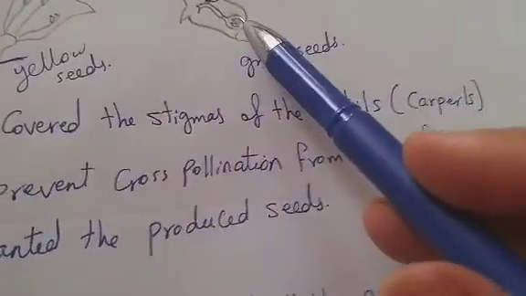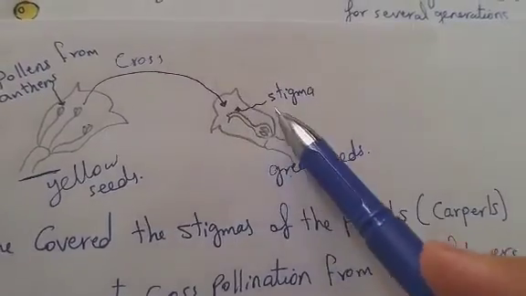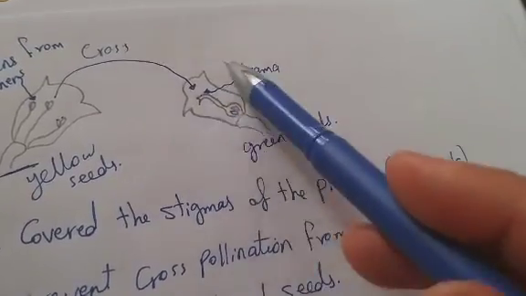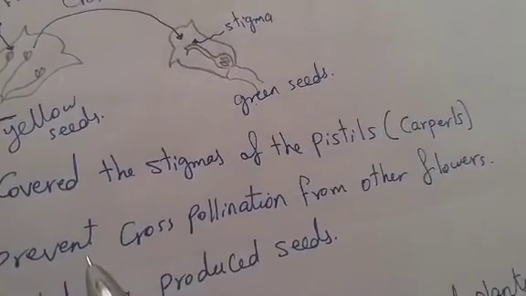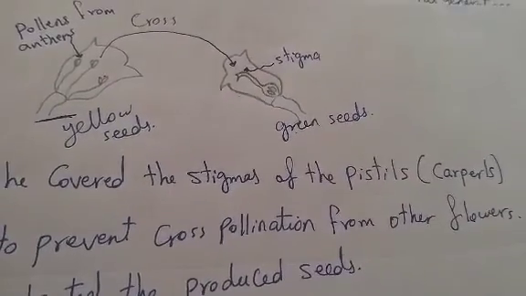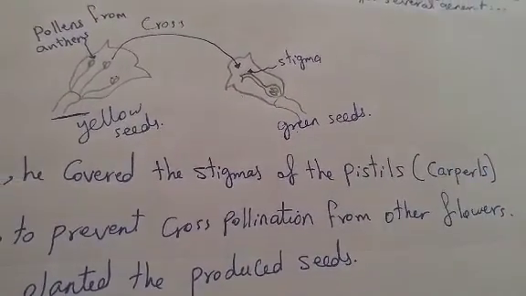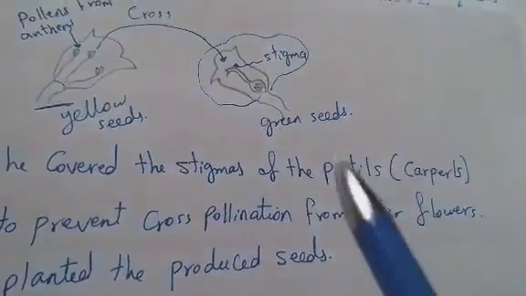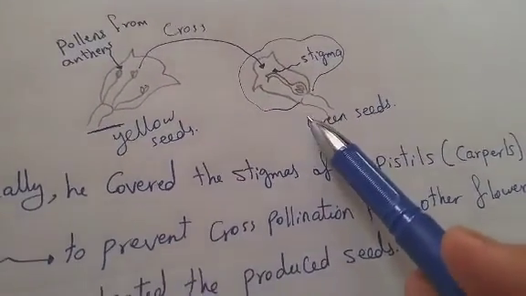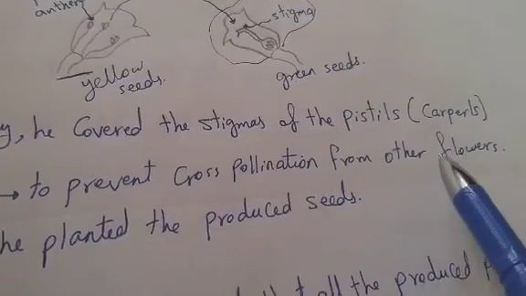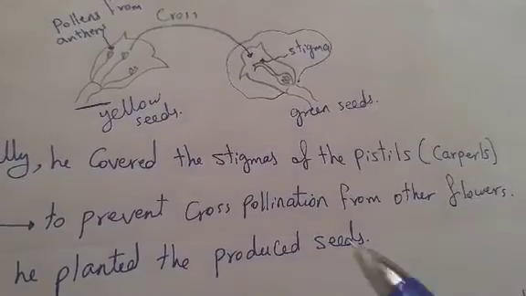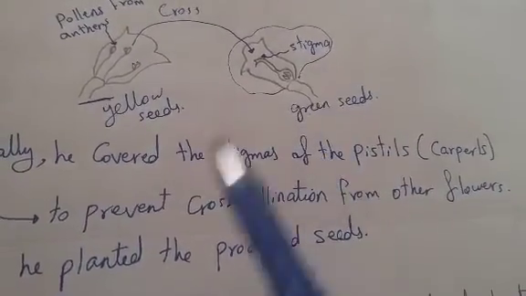Finally, after all of this, after making cross-pollination, he covered the stigma here. Why? Give reason. Why, girls? To prevent cross-pollination from other flowers on the same plant. He covered the stigma, or covered this flower of this plant that he made the experiment on, to prevent any cross-pollination from other flowers of the same plant. Okay, to observe what will happen on this plant, on this flower.